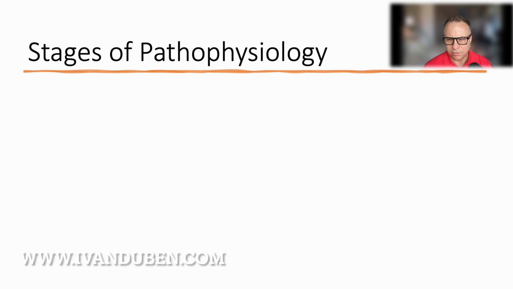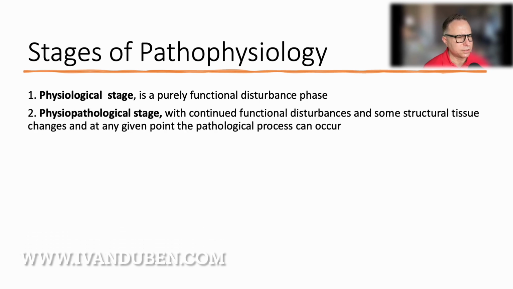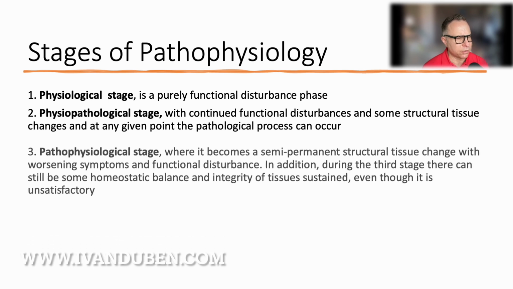The following definitions are coming from British osteopath Tom Dummer. They can provide a basis for understanding the trending stages of moving out of health towards disease. How we view the role of homeostasis in regards to the disease process is important in understanding the fact that maintaining homeostasis comes at a physiological cost. The first physiological stage is the purely functional disturbance phase. Second is the physiopathological stage, with continued functional disturbances and some structural tissue changes. At any given point, the pathological process can occur.